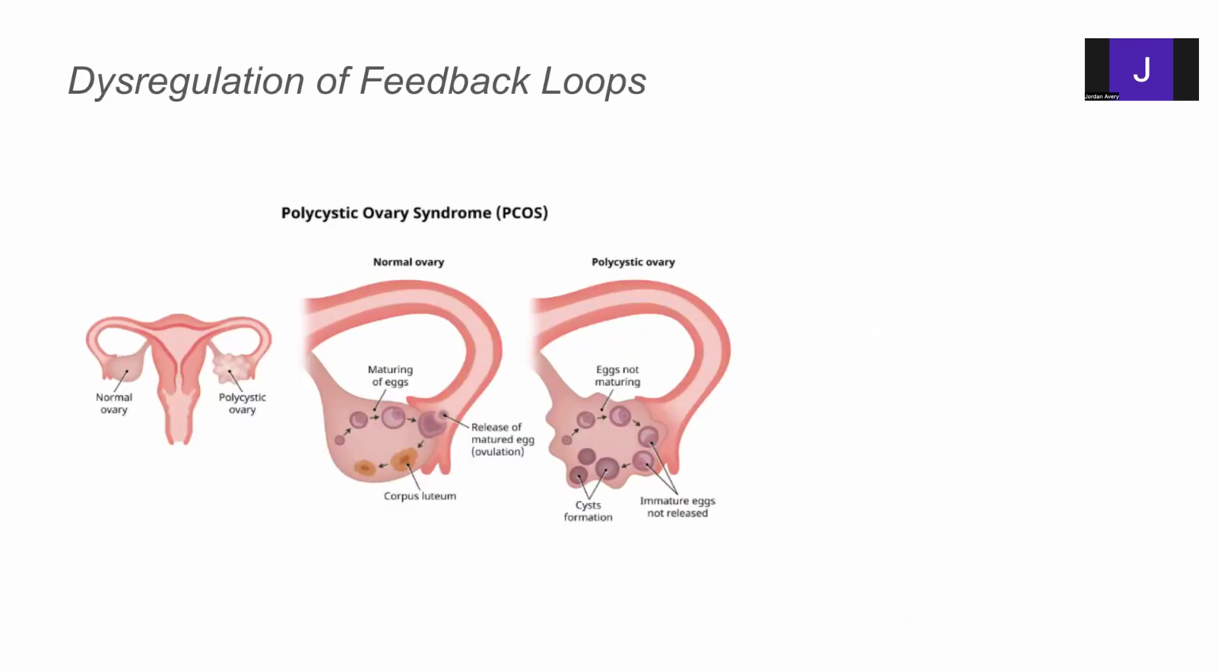Dysregulation of the feedback loops in the female reproductive system can lead to a variety of disorders that affect menstrual cycles, fertility, and overall reproductive health. These disruptions often stem from hormonal imbalances that interfere with the normal functioning of the HPO axis, which coordinates the release of hormones necessary for regular ovulation and menstruation.